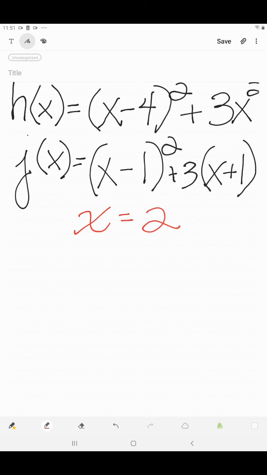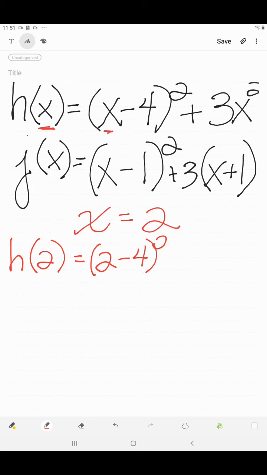Okay, so let's go ahead and plug it in here first. So we're going to say h. We're not plugging in x. We now have a value of 2. So we say h of 2 equals, instead of x, I'm going to plug in 2. (2 minus 4) squared plus 3. Here we have another x, so let's plug a 2 in, squared. Okay. And this becomes algebra, ladies and gentlemen.